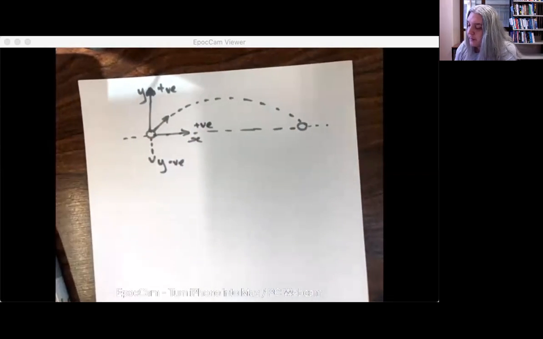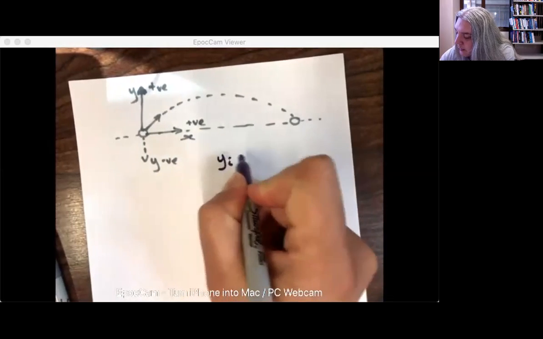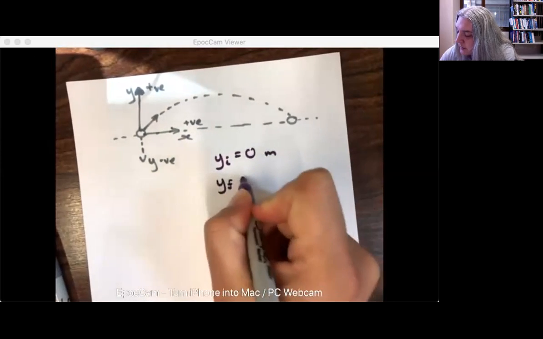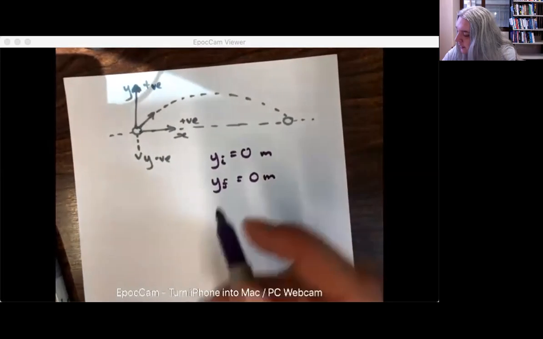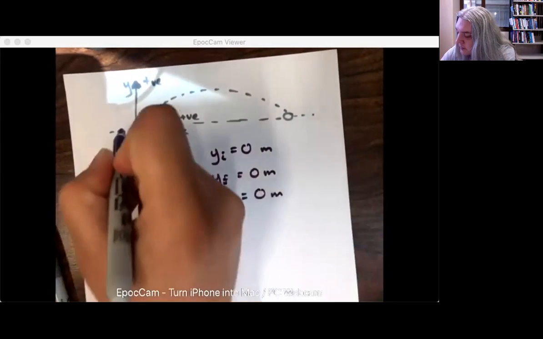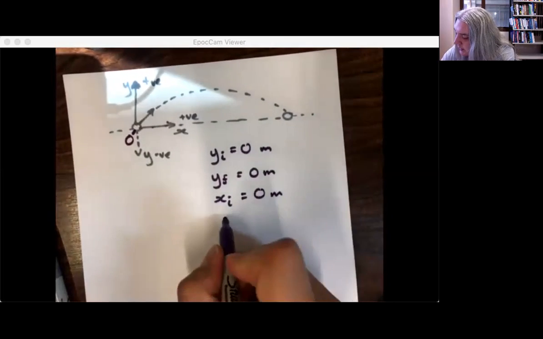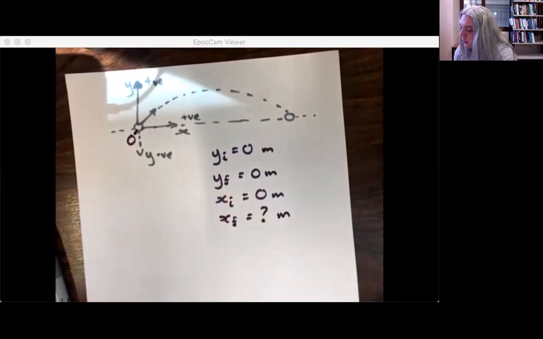And if it's stopping when it gets back to its original height, what that means is that if we call the initial y displacement 0 meters, then the final y displacement is also 0 meters, according to our frame of reference. We know that the initial horizontal displacement is 0 meters because that's what we're choosing as our origin. What we don't know is the final displacement. So that's what we're looking for.